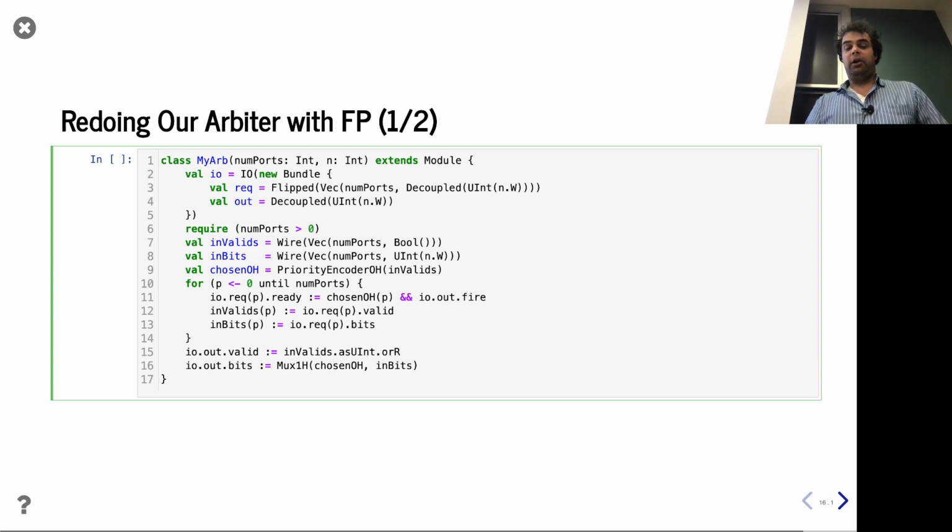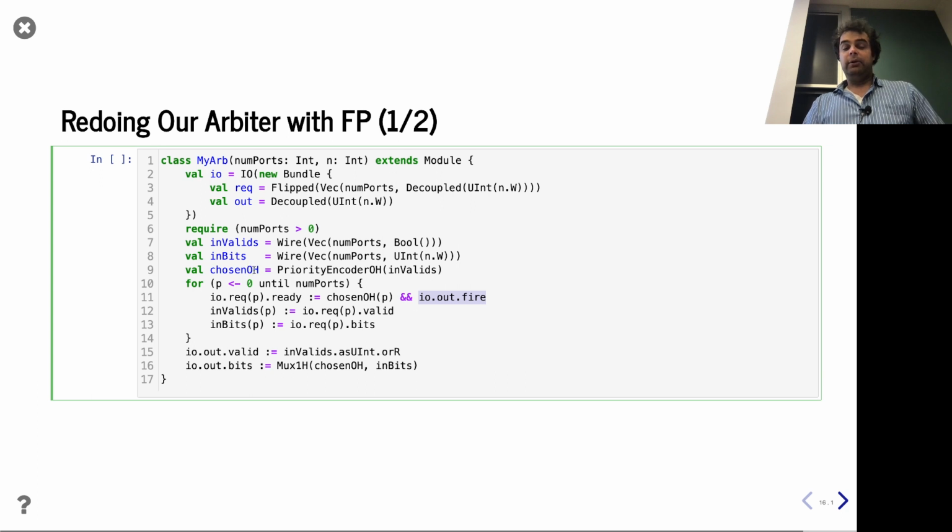So we had all this work here. We're trying to pull out all these valids, so we made a wire of vec in advance, same thing for all the bits. Then in the for loop, we went out and grabbed all the valids and all the bits. There's also the return path for each of these inputs on the ready signal, and that's going to be based on: is it chosen and are we firing?